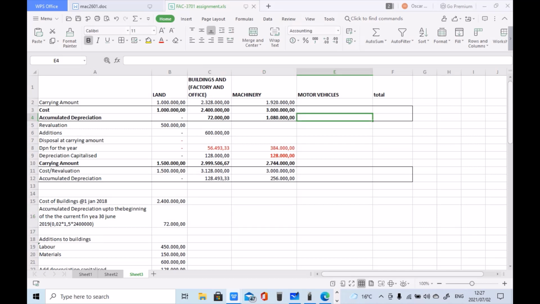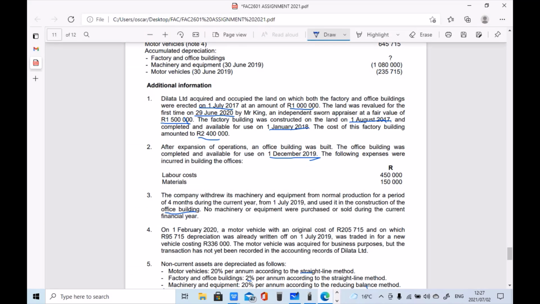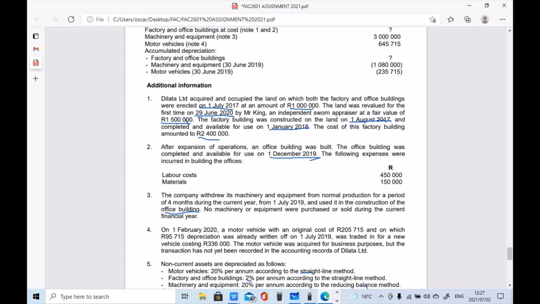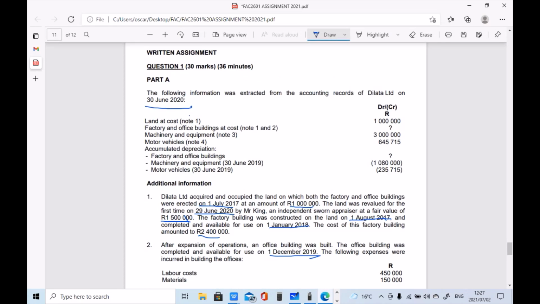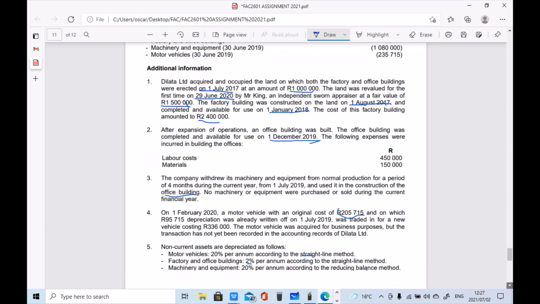And then let's look at motor vehicles. What happened with our motor vehicles? And what's the story there? That should be interesting. Okay, on 1 February 2020, a motor vehicle with an original cost of 205. Alright, remember our motor vehicles are given here at cost. Motor vehicles at cost is 645, it's given. But they did something here.